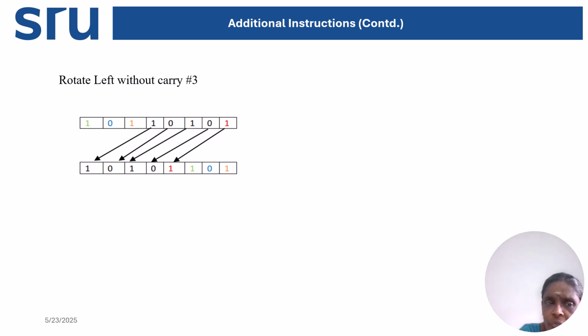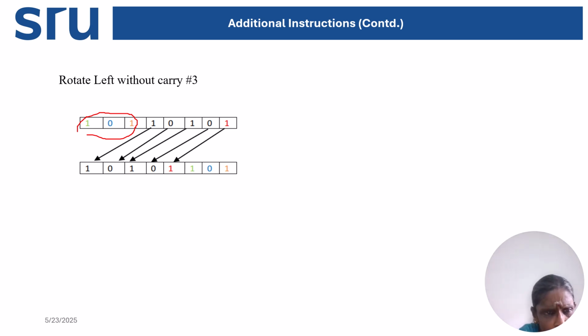So 1 0 1 I have given here. Remaining bits are shifted to left: 0 1 0 1 up to this. And what is the difference between shift, ordinary shift and rotate? In the shift operation, either right or left, the bits will be discarded. But in the rotate operation, the bits will not be discarded. They will be retained with their original position.